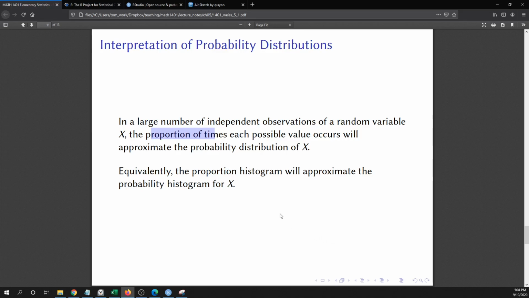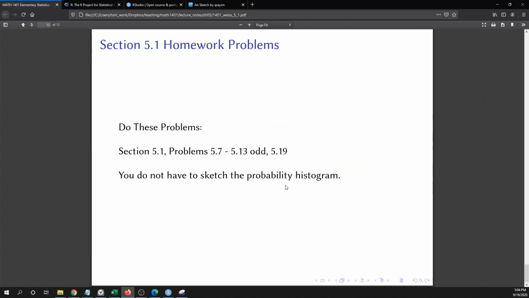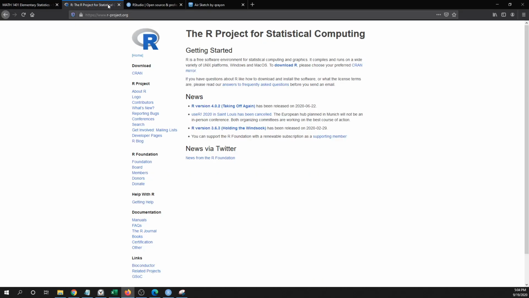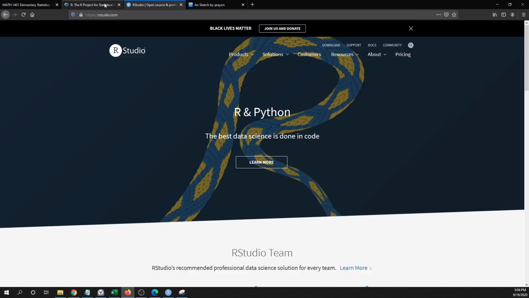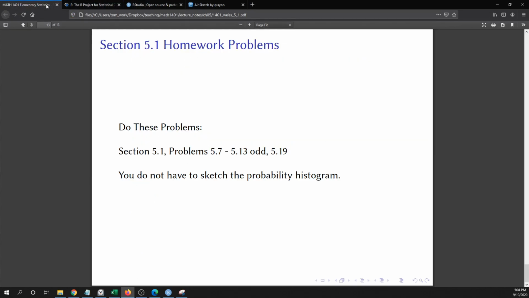All right. So on these homework problems, you don't have to sketch out the probability histogram. We didn't really talk about that, and I don't expect you to use RStudio to do it. I'm just mentioning that in case anybody's interested. So on those problems assigned from the homework, you do not have to sketch the probability histogram. It's not that many people sketch these by hand these days anymore. They use some kind of technology to do it.